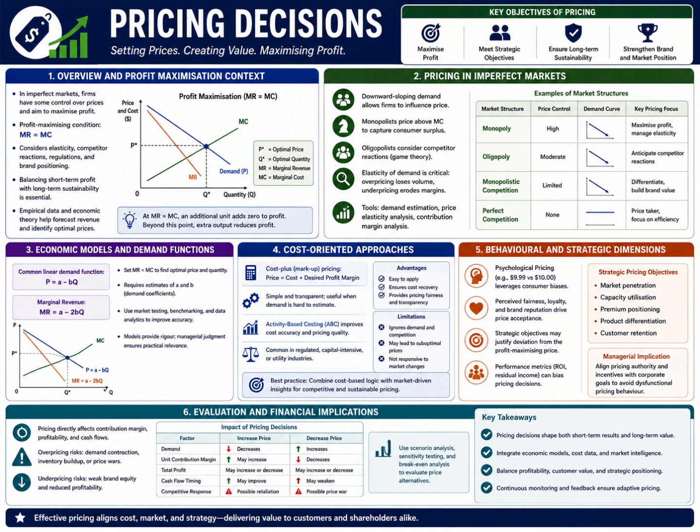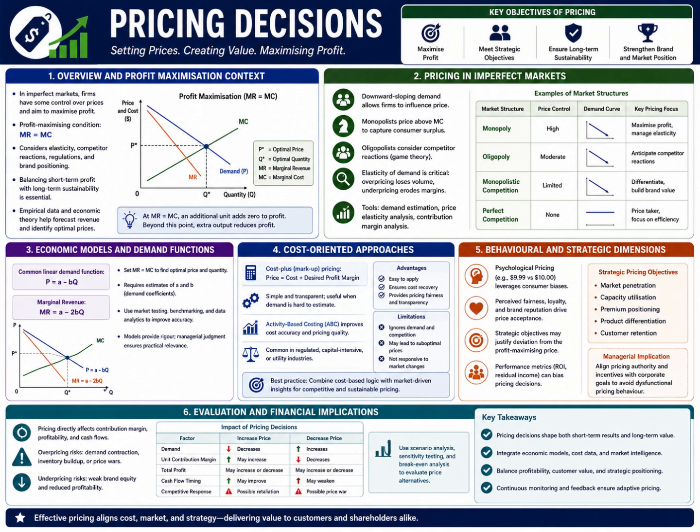Behavioral and strategic dimensions. Managerial pricing decisions are not purely quantitative, they reflect behavioral and strategic dimensions. Perceived fairness, customer loyalty, and brand reputation influence acceptance of price changes. For instance, psychological pricing, e.g., $9.99 instead of $10, exploits consumer biases. Strategic objectives such as market penetration, capacity utilization, or product positioning often justify deviation from the short-term profit-maximizing price.